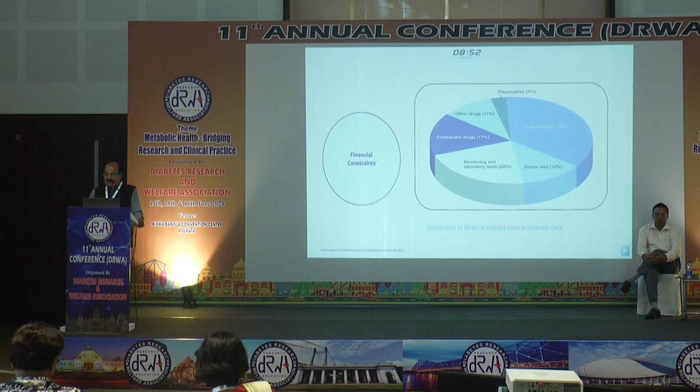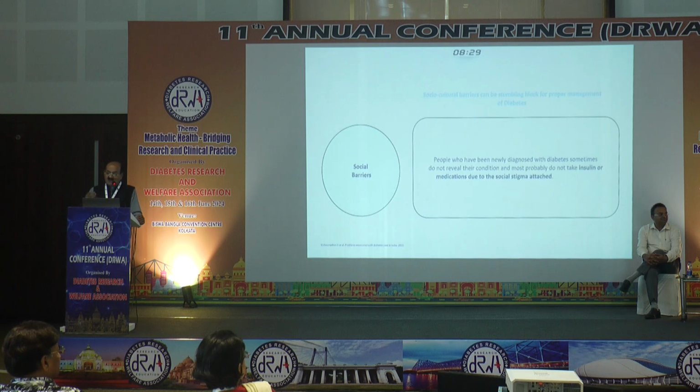Even doctor visits account for 12% of the cost. Then monitoring and frequent lab tests, maybe annually, and of course the anti-diabetic drugs. And mind it, this was when sulfonylurea was the standard of care. When we are talking about SGLT2 inhibitors and GLP-1 receptor agonists, oral or injectable, I am sure the cost of anti-diabetic therapy today may be more than 70% or 80% contributing towards the overall financial burden to the patient.